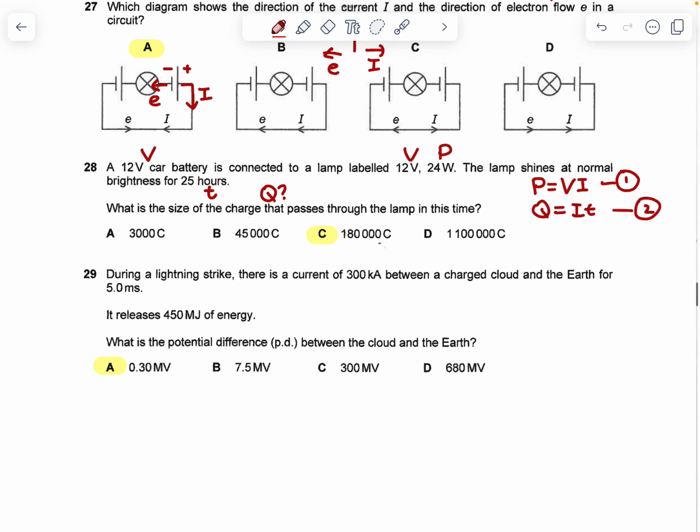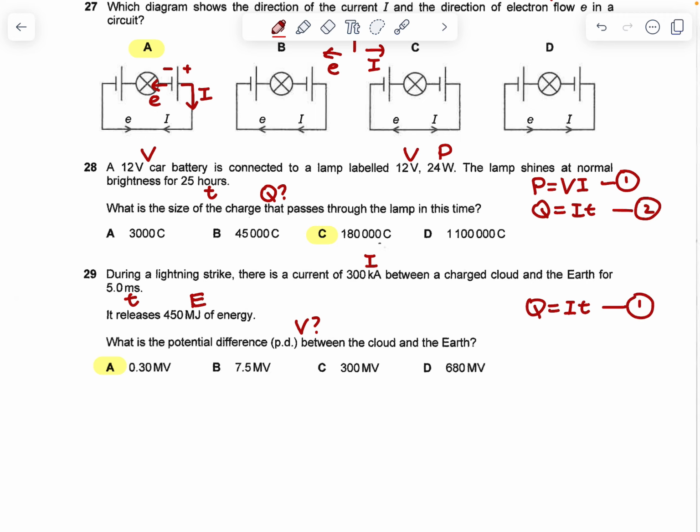Question 29. During a lightning strike, there's a current of 300 kiloamperes, I, between a charged cloud and the earth for 5.0 milliseconds, T. It releases 450 megajoules of energy, E. What is the potential difference, V, between the cloud and the earth? Okay, so the equation that we're going to use is Q equals IT. First equation.